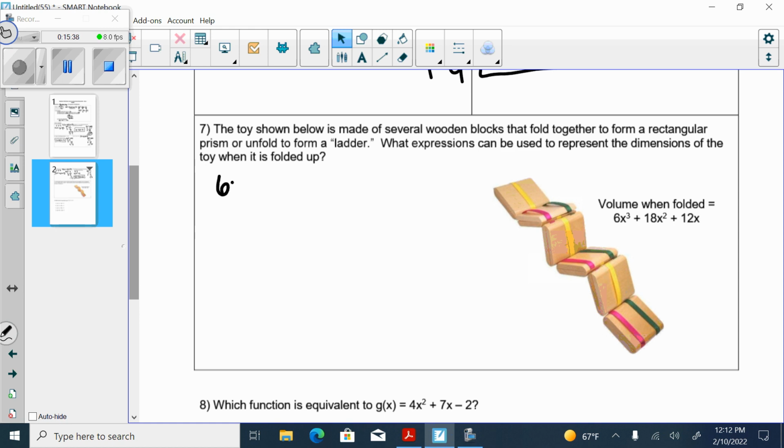So I've got 6x cubed plus 18x squared plus 12x. Okay, and the first thing that we want to look for is a GCF. 6x. Good. So I divide all of these terms by 6x. Okay. So if I take 6x out of 6x cubed, what's going to be left? X squared. Good. And 18x squared divided by 6x. 3x. Good. And 12x divided by 6x. 2. Good.